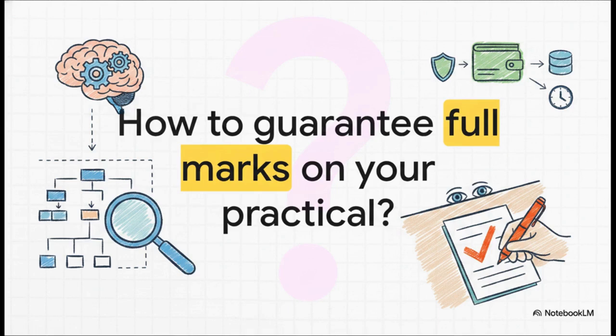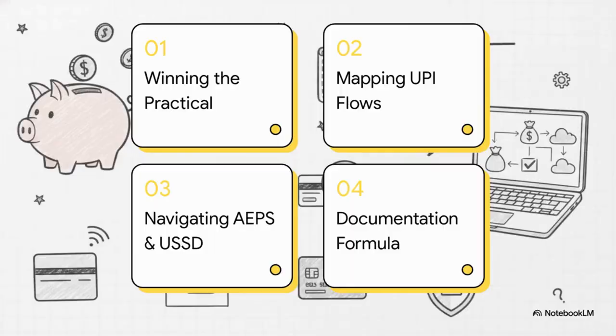We have to look at this from the grading desk's perspective. They aren't just checking if a payment went through, they are meticulously checking if you understand the actual anatomy of that payment. Here is our examiner's blueprint for today. 1. Winning the NILET practical. 2. Mapping UPI transaction flows. 3. Navigating AEPS and USSD. And 4. The full marks documentation formula.